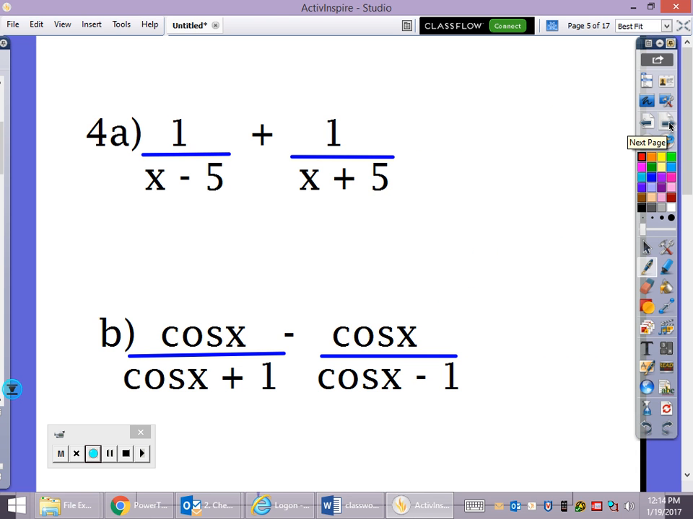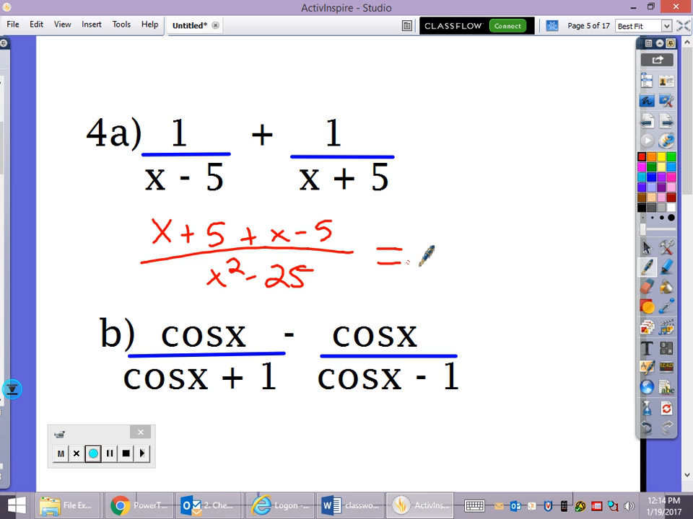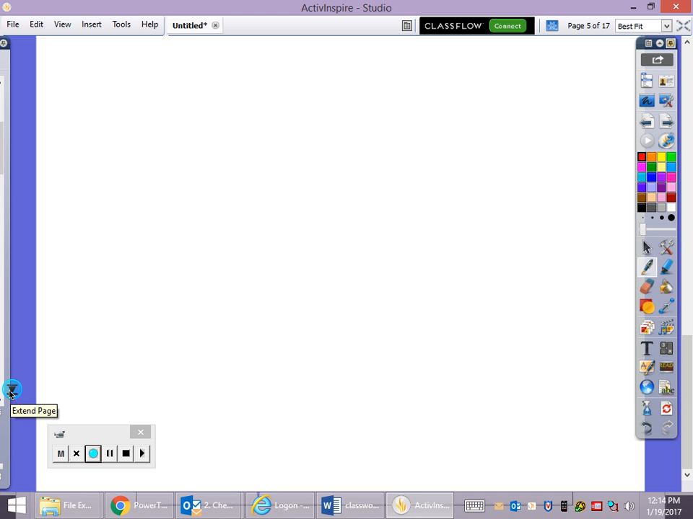All right. Let's look at this one. It was x plus 5 plus x minus 5, x squared minus 25. So it became, cancel, 2x over x squared minus 25. Okay, let's look at one that involves trig.